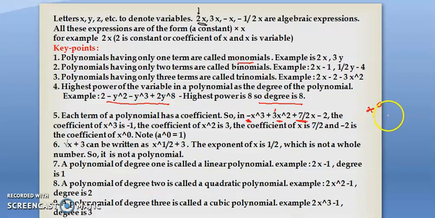So if I write 2x plus 1 and I ask what is the coefficient of x raised to power 0, the answer is 1.